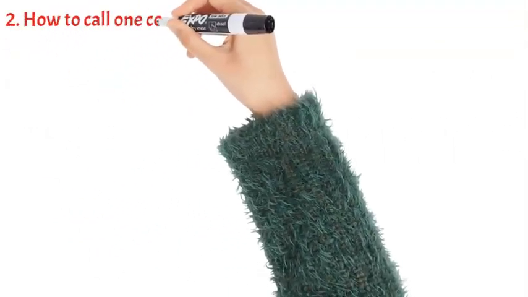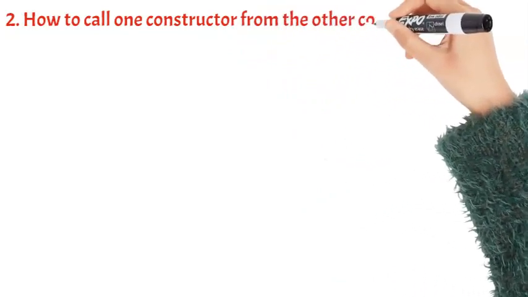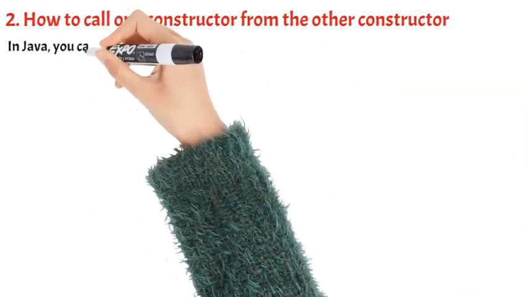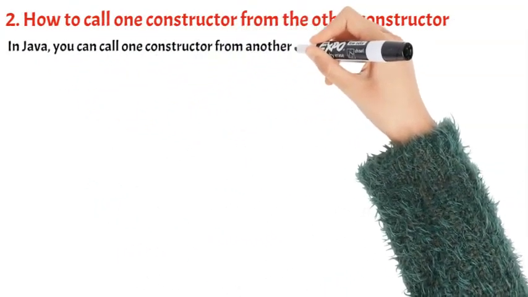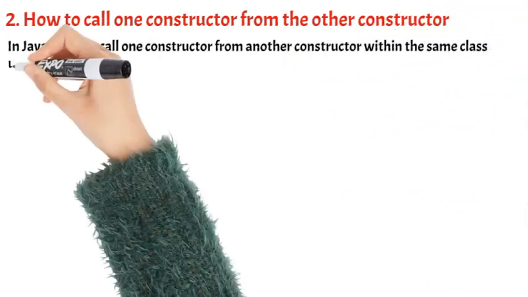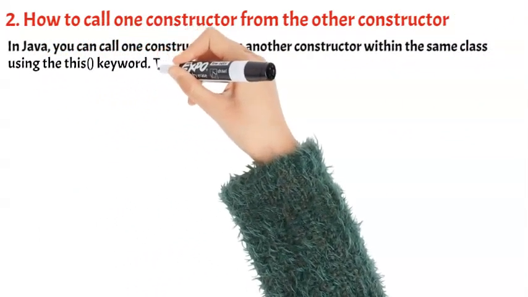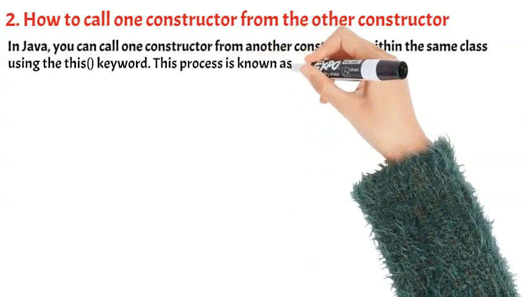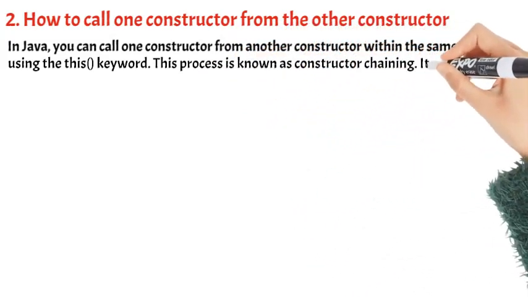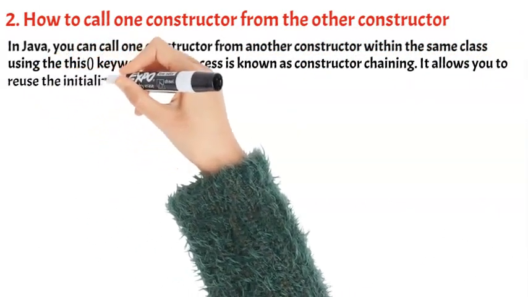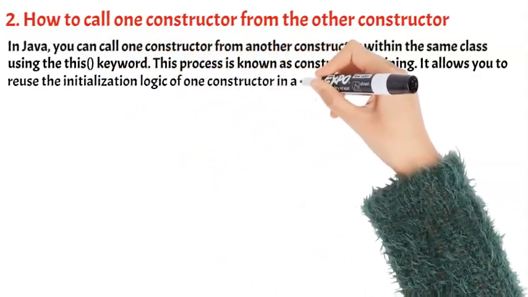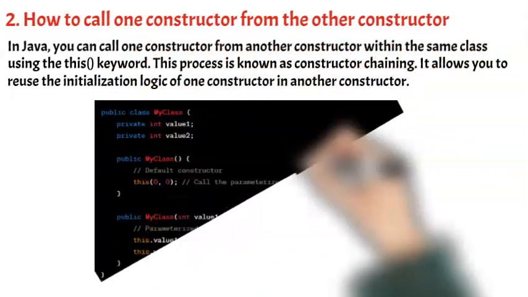2. How to call one constructor from the other constructor. In Java, you can call one constructor from another constructor within the same class using the this keyword. This process is known as constructor chaining. It allows you to reuse the initialization logic of one constructor in another constructor.